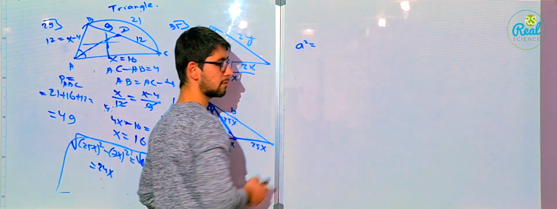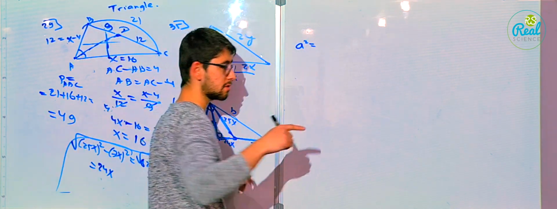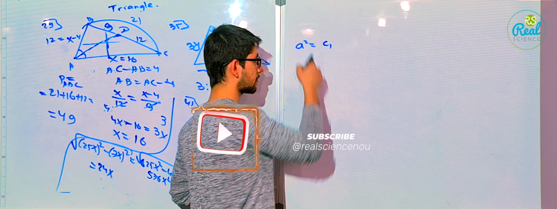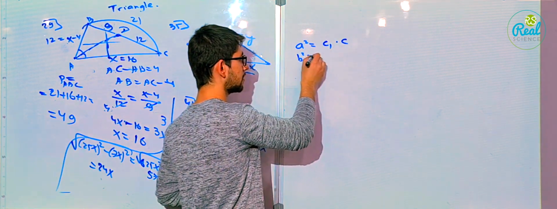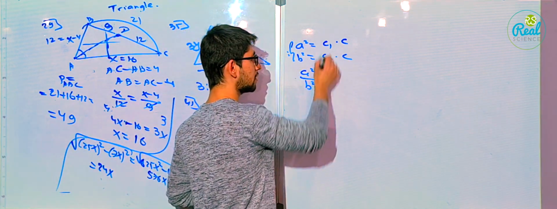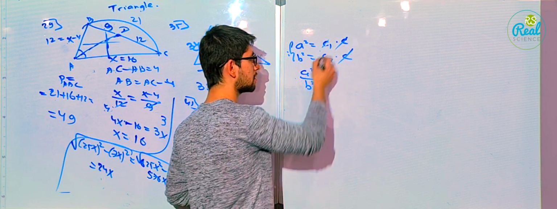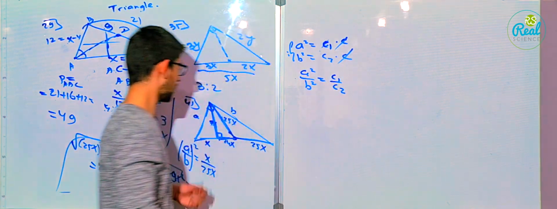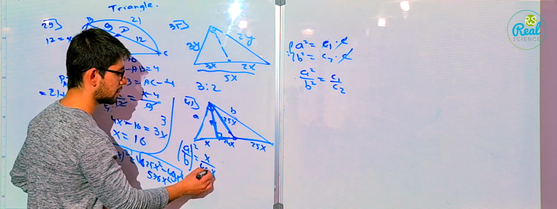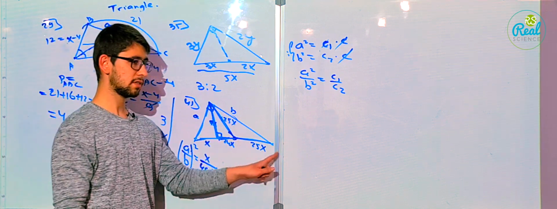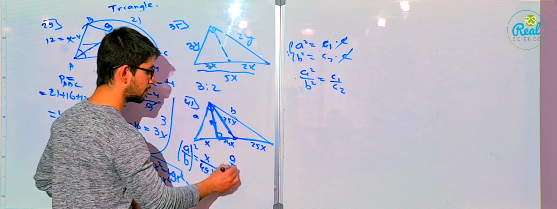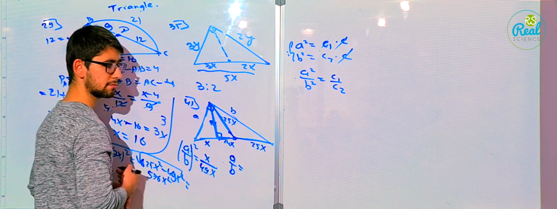In a right angle triangle, if you're drawing an altitude to the hypotenuse, the square of a leg is equal to its projection multiplied by C. So A squared equals C1 multiplied by C, and B squared equals C2 multiplied by C, and we have divided them. A squared over B squared equals C1 over C2, since the hypotenuse cancels. So C1 is x and C2 is 49x, that is 24 plus 25. A squared over B squared. How to find A over B? You take the square root.